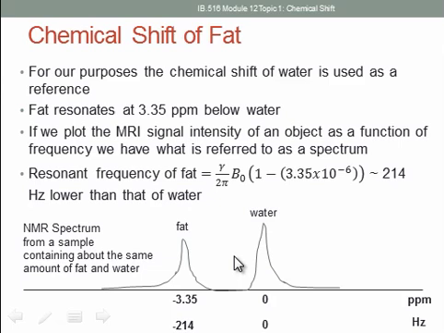So at 7T, you're at about 300 megahertz. So 1 ppm at 300 megahertz is 300 hertz. So 3.35 times 300 hertz is about 1050 hertz. As your magnetic field strength increases, the difference in frequency between fat and water increases. So you get a larger chemical shift as the magnetic field increases.